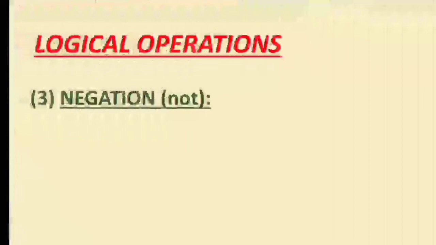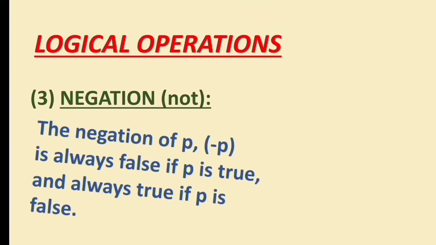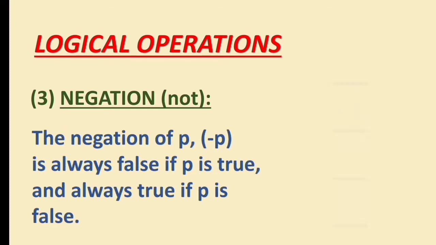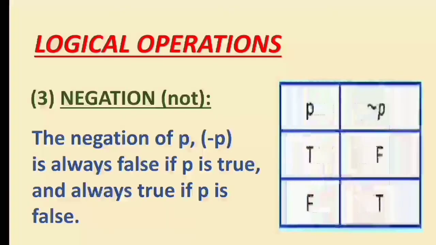The third logical operation is negation. The negation of a statement P is always false if P is true, and always true if P is false. Let's see the truth table for negation. So for a statement P, the negation of true is false, while the negation of false is true.